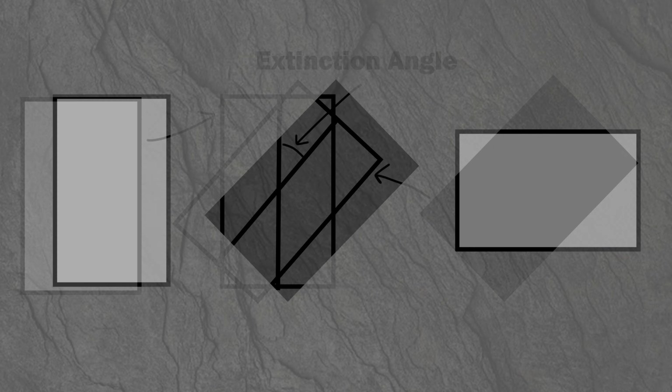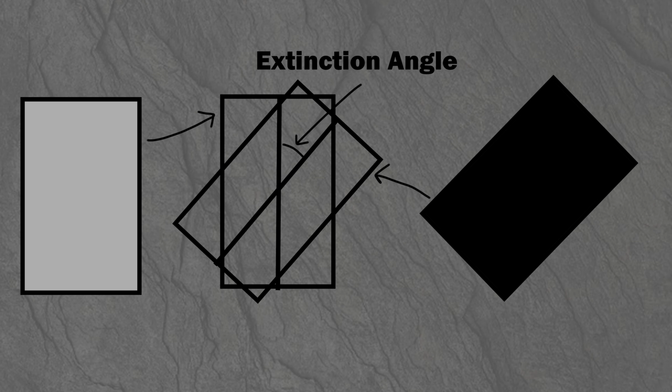In inclined extinction, the extinction angle can change based on the mineral being measured. To find the extinction angle, line the mineral's cleavage, or elongation, along the north-south parallel, then rotate the stage until it's extinct. Subtract the starting measurement from the extinction measurement, and there's your extinction angle.